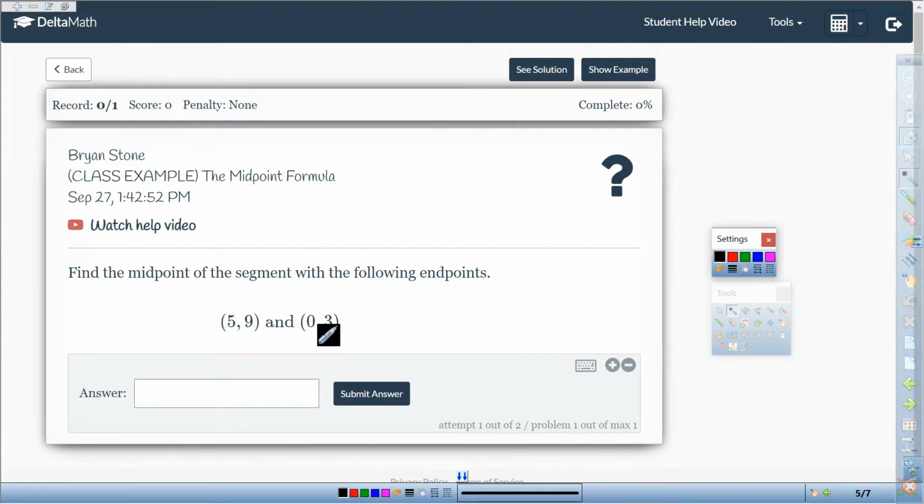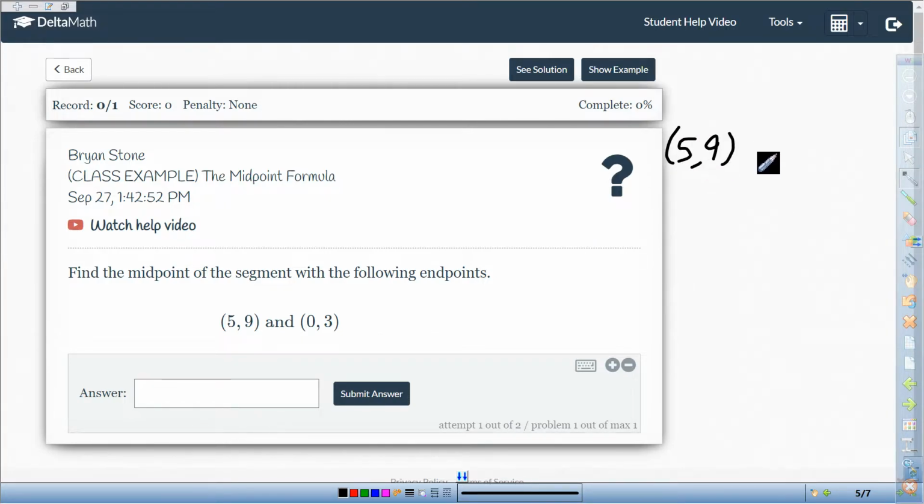So I got my points here. I'm going to rewrite them really quick just so I can label them. So 5, 9, 0, 3. Here's my first x and my first y.